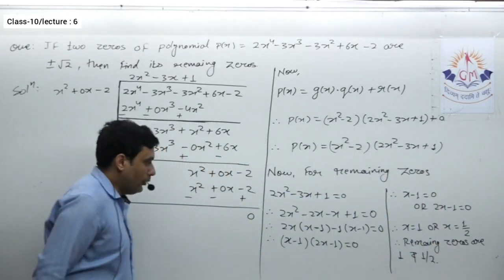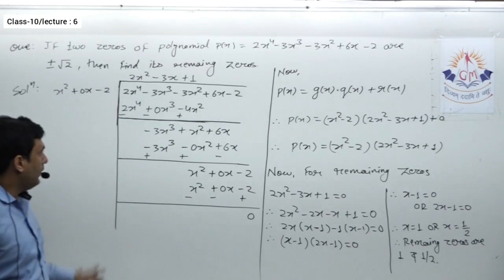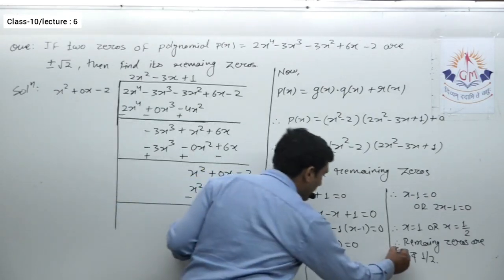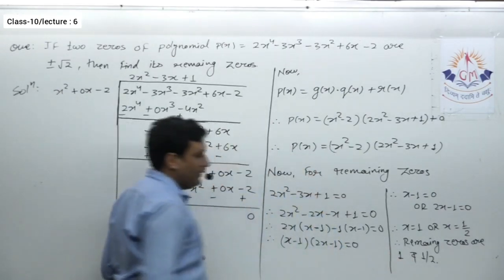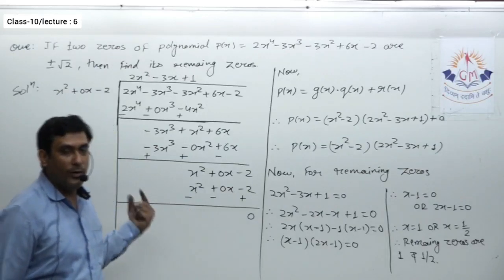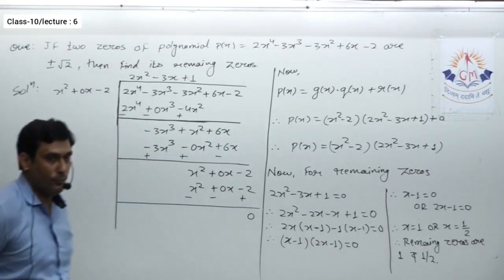Okay, so I hope this is clear to you. So note it down, then I will explain this once again in short. Then I will give you the algorithm of how we have to proceed to get the remaining zeros.